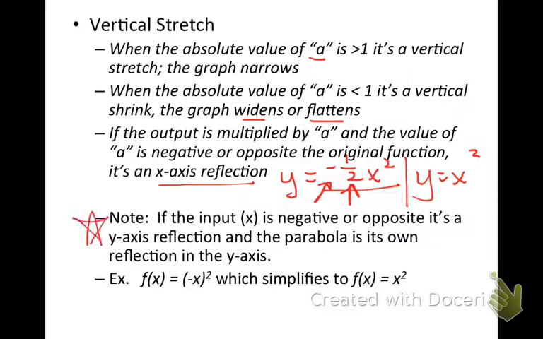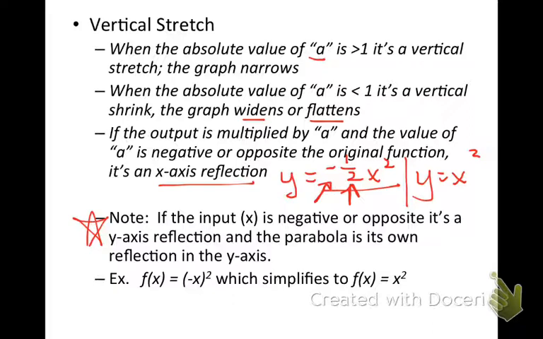Now one final note that you can put in your notes. If the input, so the x, is negative or opposite, then it's what we call a y-axis reflection. We're not going to graph these, but I just want you to put this note in your notes. Because a y-axis reflection is interesting. The parabola is its own reflection in the y-axis.